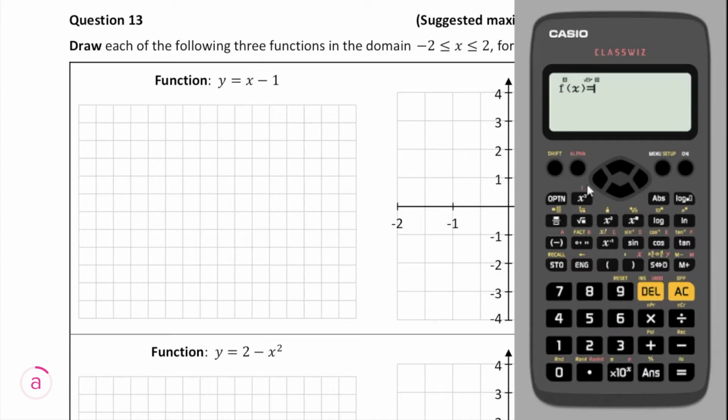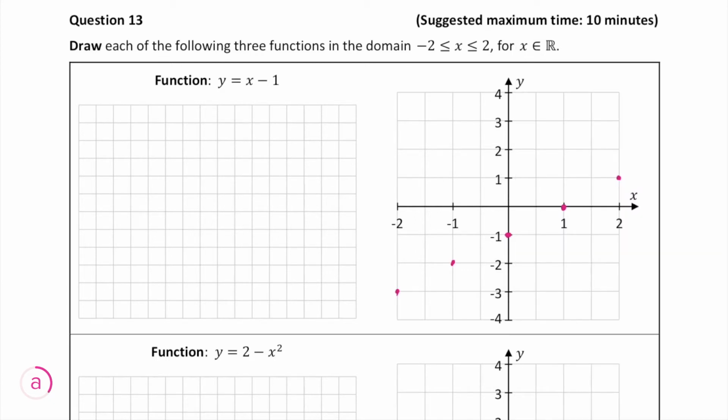In this case, our first function is x minus 1. And press equals. Since our domain is x is greater than or equal to minus 2 and x is less than or equal to 2, we're going to start at minus 2 and end at 2 in steps of 1. When we do this, our calculator generates a table of x and y values. In other words, it gives us a list of points which we can plot on our graph, and when we join these points together, we get our function.